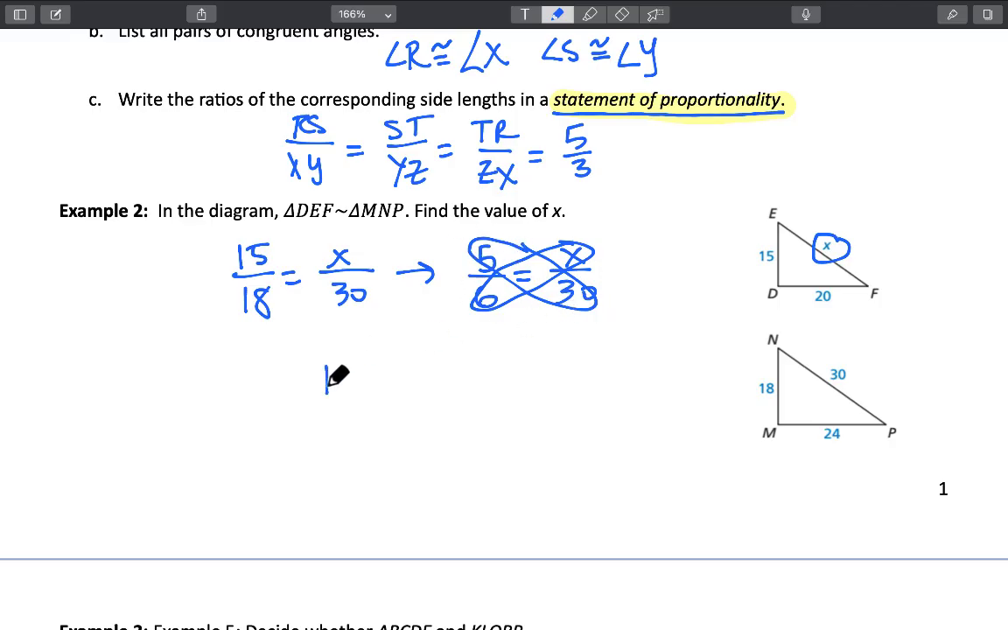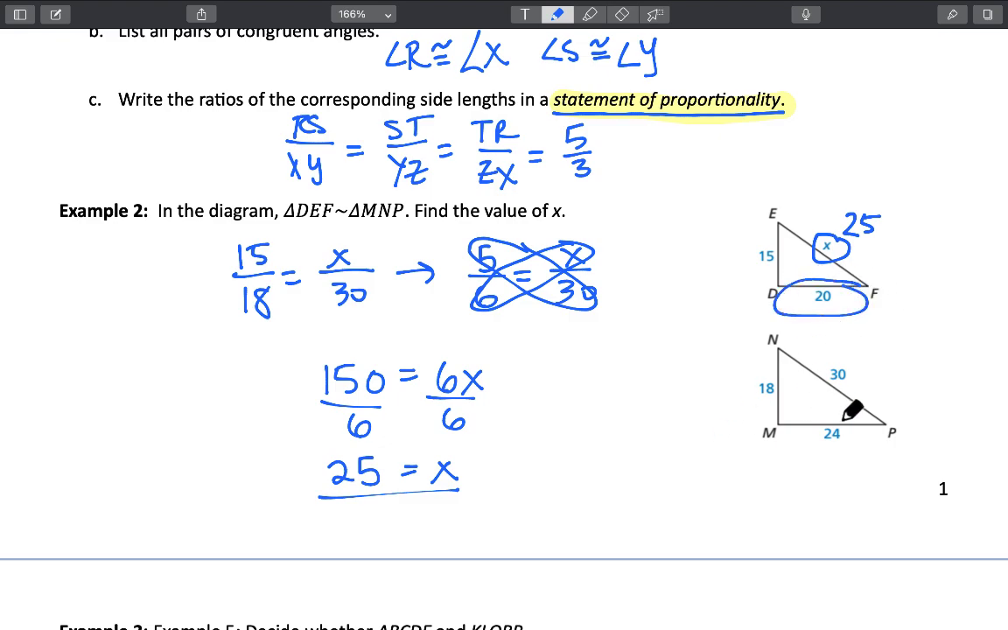So 5 times 30 is going to give me 150. This is equal to 6x. And now we'll divide off that 6, and x will have the value of 25. So there you have it. We solved for x here. The length of DF is 25. Now, had we chosen the other two pairs of sides here, 20 and 24, we still would have ended up with the same result of 25 for x.